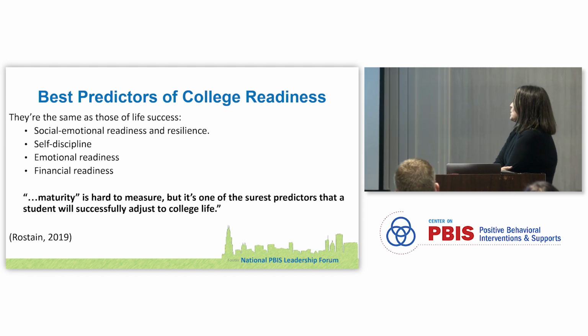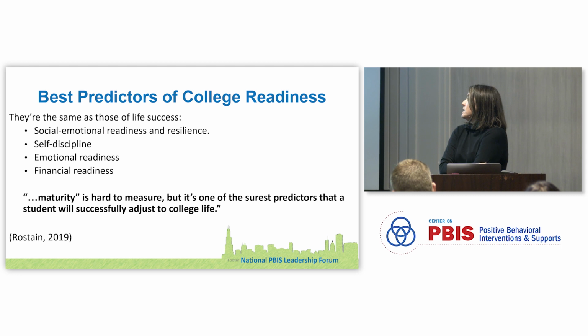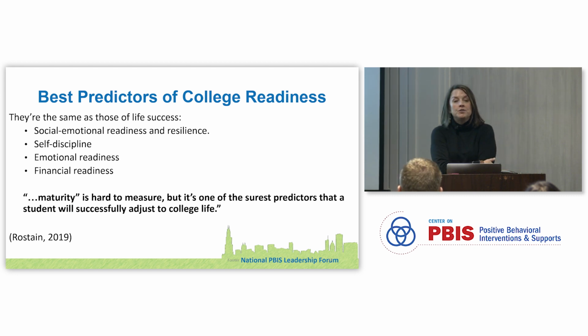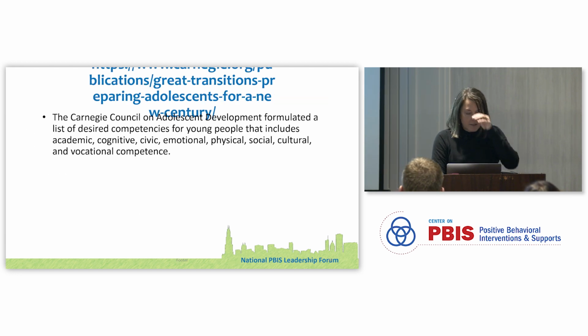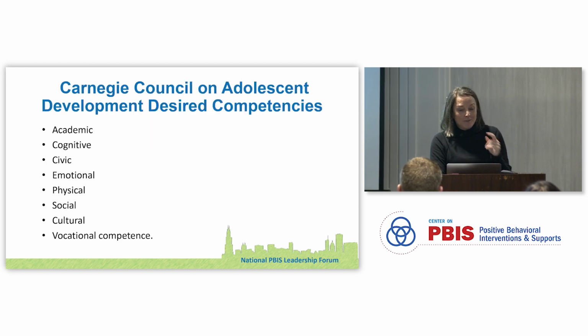So maturity is hard to measure, but it is one of the predictors that our kids are gonna adjust to college life, and we could just move that on and erase the word college. It's gonna show us if they are gonna be successful at life. So I put this like ridiculously old study in here because the Carnegie Council on Adolescence, this is super old, but I think still relevant.